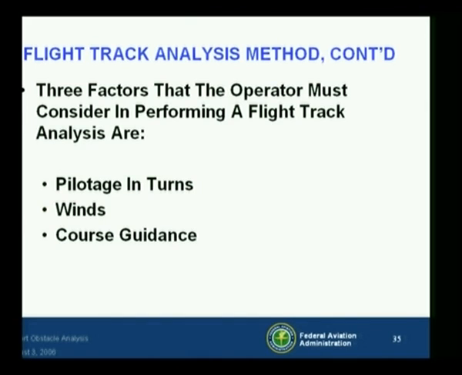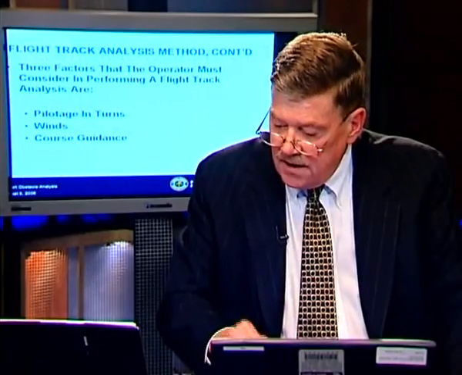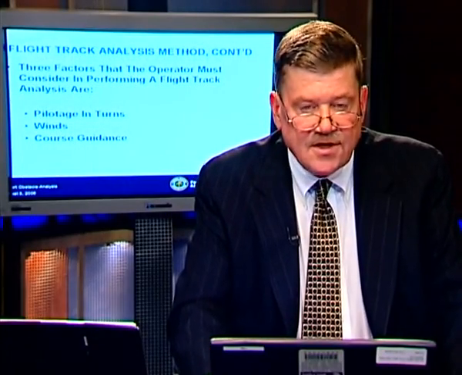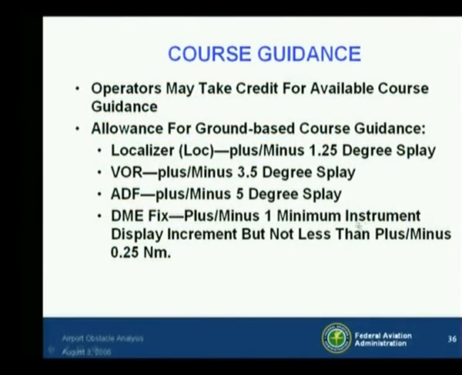This method provides a tighter area of obstacle clearance. Wind factors are not required to be assessed in the previous method, the area analysis method we previously looked at, but they are here in the flight track analysis method. One of the beautiful aspects of this method is you can start using things in the airplane for course guidance. Operators may take credit for available course guidance when calculating the lateral location of the actual flight track relative to the intended track as part of a flight track analysis.